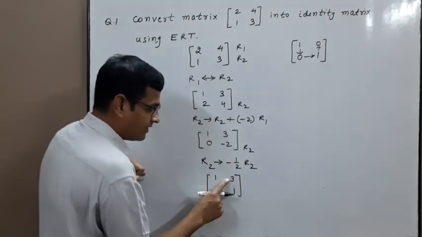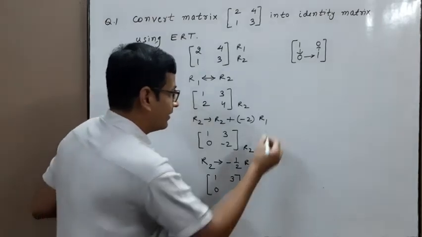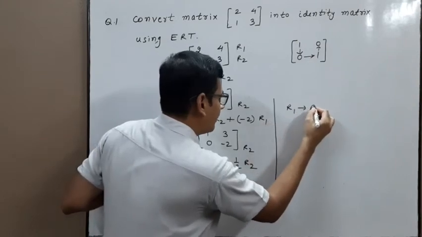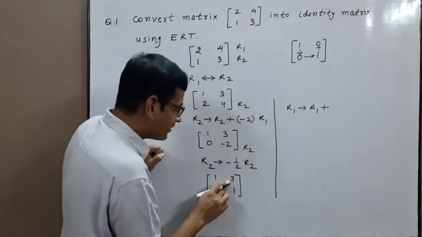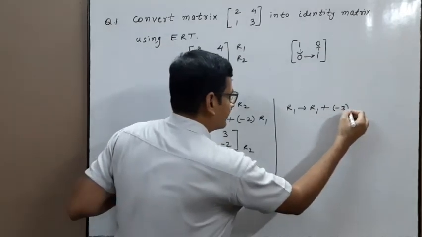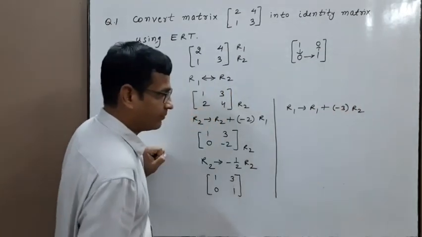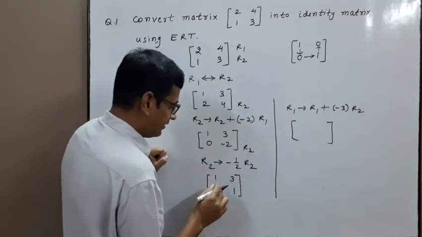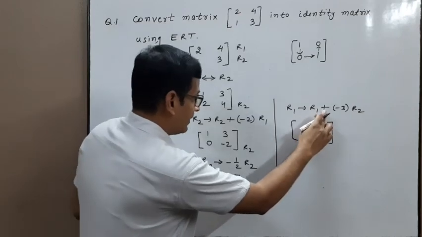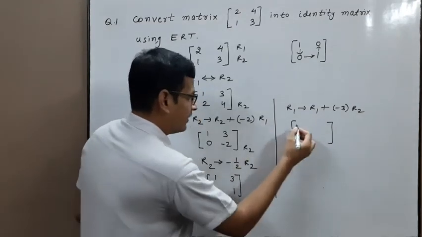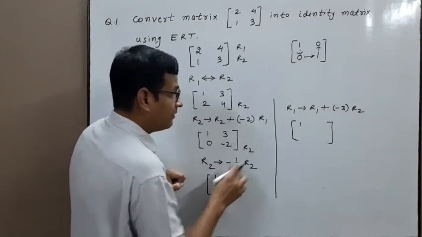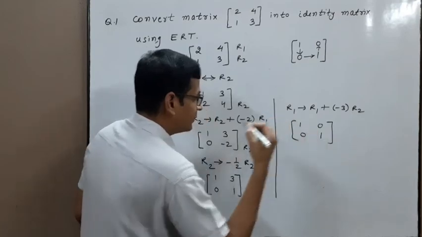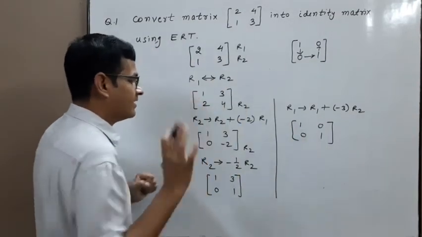Now we want 0 at that place. So apply R1 tends to R1 plus opposite sign of 3, minus 3 into R2. So we get the identity matrix: 1 plus minus 3 into 0, so we get only 1. 3 plus minus 3 into 1, 0, and 0. So in this way we can convert this matrix into an identity matrix.